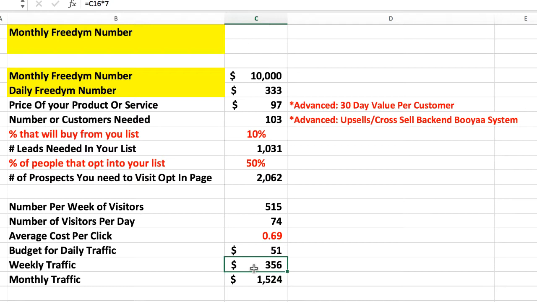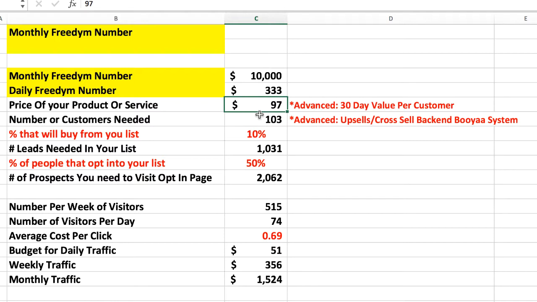And what does that budget work out to weekly or monthly? $356 per week you should be willing to invest in your business in order to get back $10,000 per month. $1,524 you want to invest per month in order to get back $10,000 in sales. And of course, a lot of assumptions are being made here, that you have a $97 product. In this case, it's a digital product, which really has no cost attached to it, right?